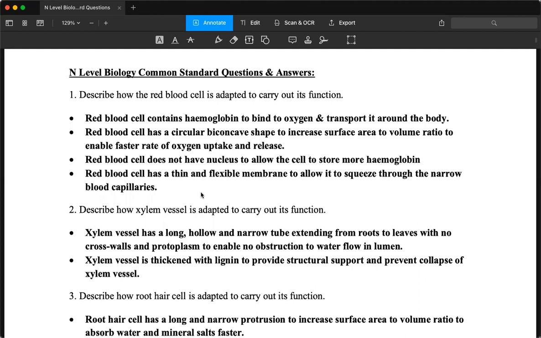not just for structured questions, but also it may come out in the database inference questions or MCQ. Okay, let's move on to the second question. Xylem vessel. Okay, the order of the questions followed the order of the topics in the textbook. So that's what I actually did.